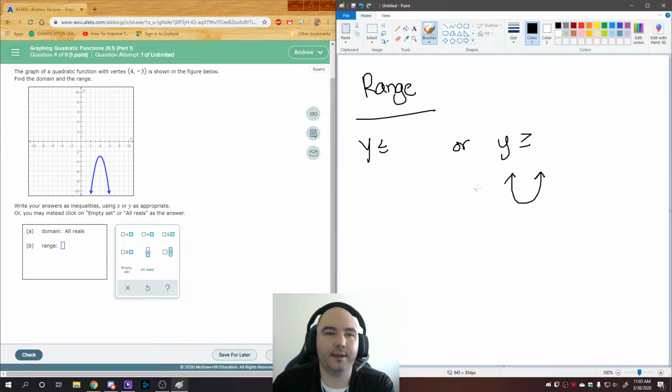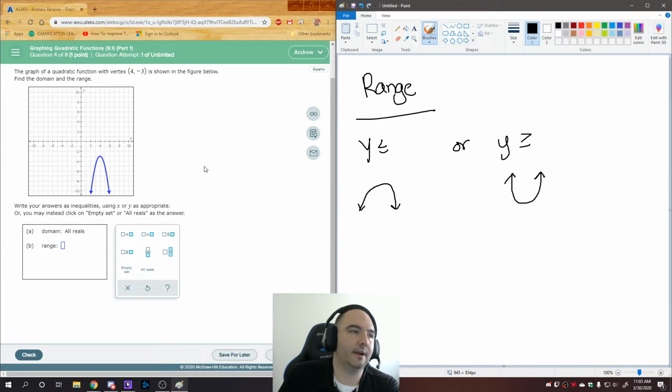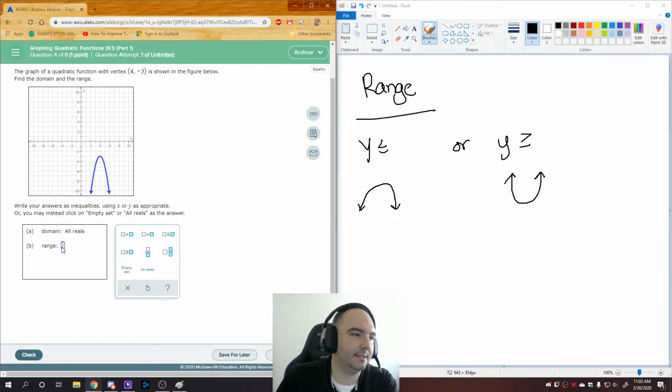So for this case, for y greater than, that would be a graph that's opening upward. And for y less than, that would be a graph that's opening downward. So in our case, we have a downwards graph. So we're going to use y is less than or equal to. Okay. And then what is it less than or equal to?